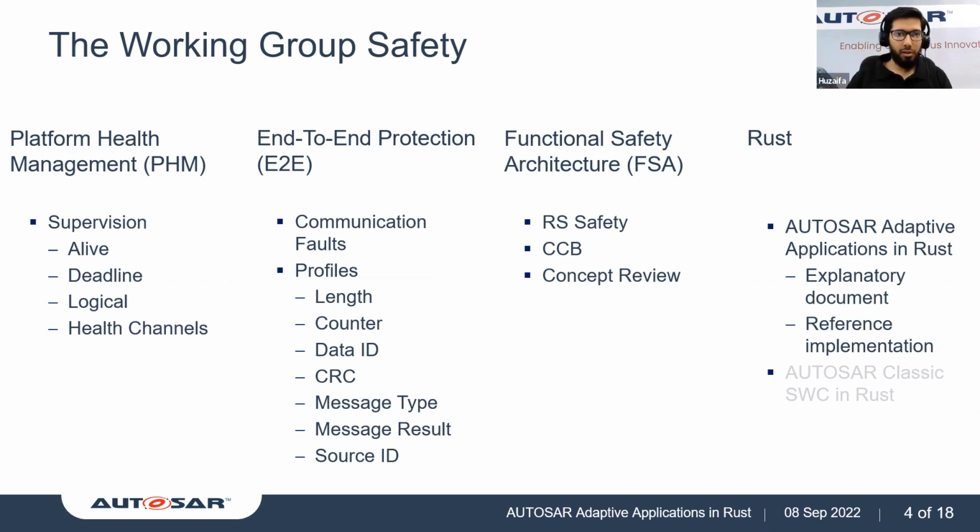So this is the role of the functional safety architecture subgroup. Last but not least, in fact, the highlight, what we would like to discuss more today is the Rust subgroup. This has been formed this year, and the idea is that we give indications on how adaptive applications can be developed in Rust, which is from a safety perspective a quite safer language. And how to do that.